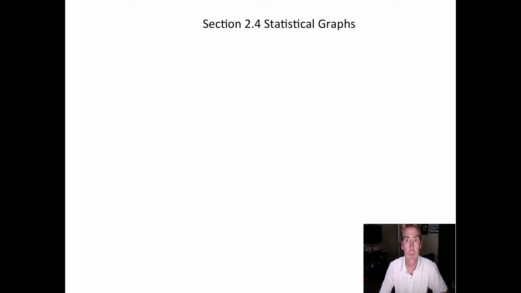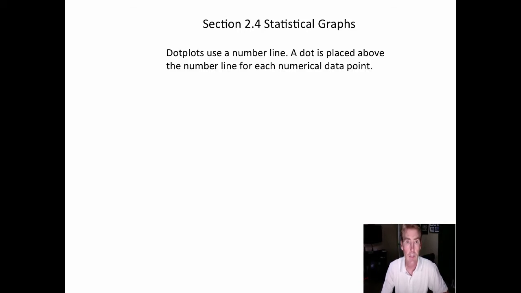Section 2.4 on statistical graphs. So this is just basically one example after another of different types of graph, one example of each.